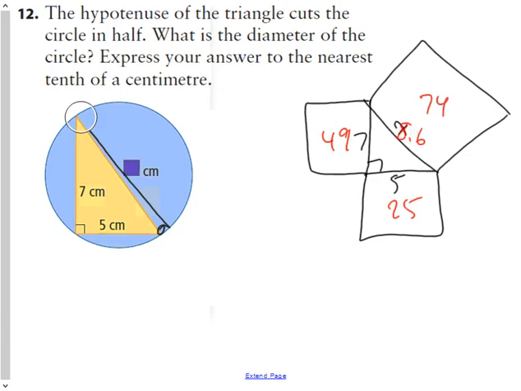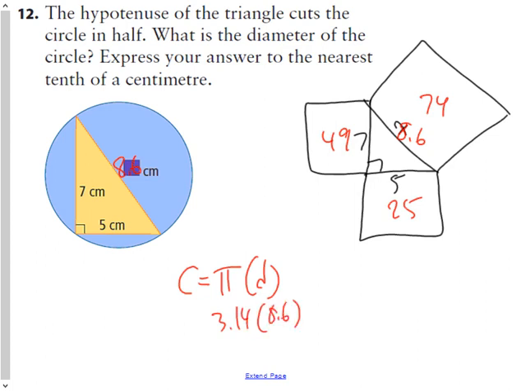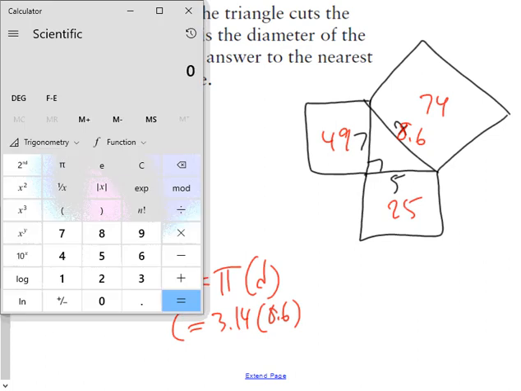So, back to my circle. What's the length of the diameter? Roughly 8.6 centimeters. Now, a variation on your test might be, what is the circumference of the circle? Okay? So how do we get circumference? Circumference is equal to pi multiplied by diameter, or 3.14 multiplied by 8.6. So the circumference of this circle, I need a calculator. 3.14 multiplied by 8.6, roughly that.